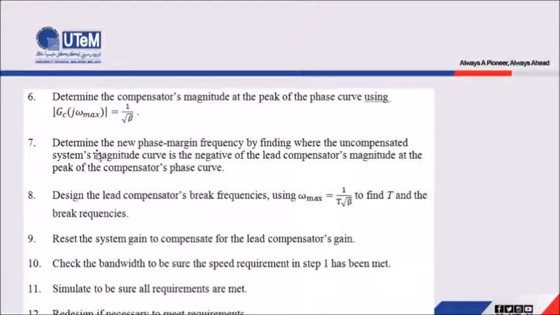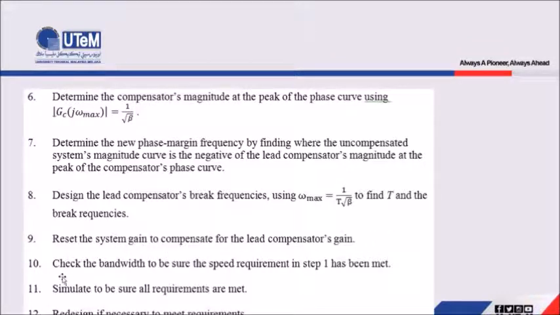Okay, step number 7. After we get all these parameters, we have to determine the new phase margin frequency by finding where the uncompensated system's magnitude curve is the negative of the lead compensator magnitude at the peak of the compensator phase curve. Next, we have to design the lead compensator's break frequency, where we use this formula omega max equals 1 over T times square root of beta, to find this T and also the break frequencies. Next, we have to reset the system gain to compensate for the lead compensator gain. So we will get the new value of gain here.